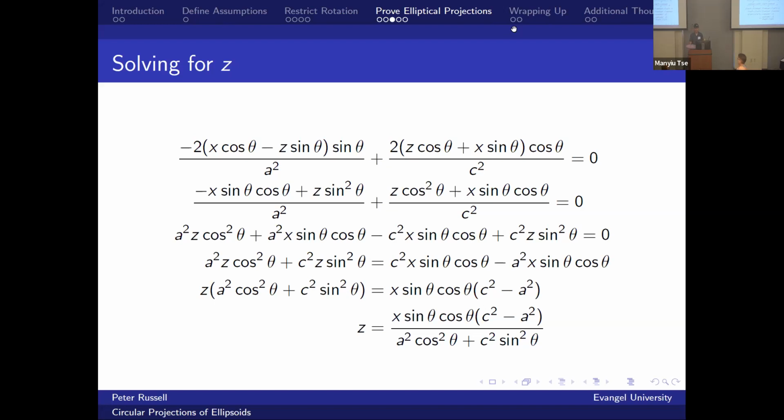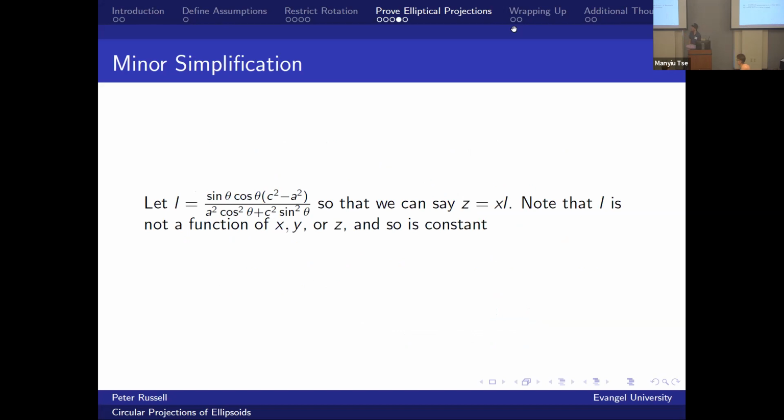So we can do a nice little simplification here, because we know that theta, a, b, and c are all constants. So we know that most of this is just a constant, and I don't want to have to write all of that out. So we're just going to make a little substitution, and we're just going to say z is equal to x times some constant L, where L is that nasty thing.